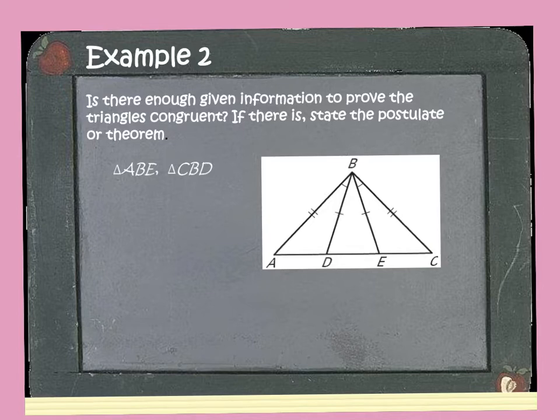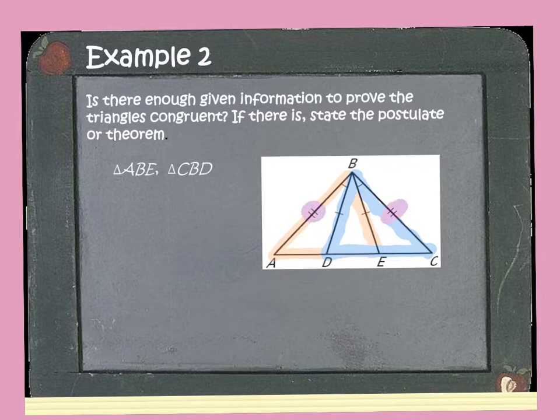So this says, is there enough information to prove the triangles are congruent? If there is, state the postulate. So the first thing is, my advice is highlight the ones they're actually talking about because you've got a lot going on here. So triangle ABE would be here. And then triangle CBD would be there.